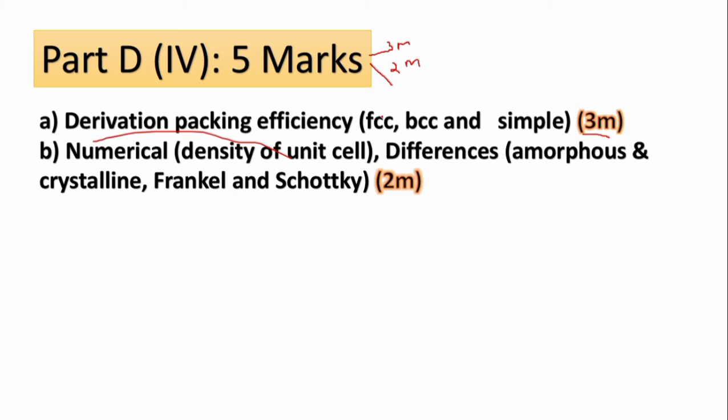Then differences, there are only some little differences, which are amorphous and crystalline. You know what is amorphous, what is crystalline, right? Definition, first part, what is amorphous? Any 2 differences you learn for 2 marks. If you write 4, you will also get full marks. Then Frenkel and Schottky defects, same: what is Frenkel, what is Schottky, and like that you can remember. Derivation you have to write and practice. There is no other shortcut to remember derivation. Numericals also you have to practice, but this you can read and practice, as you wish.